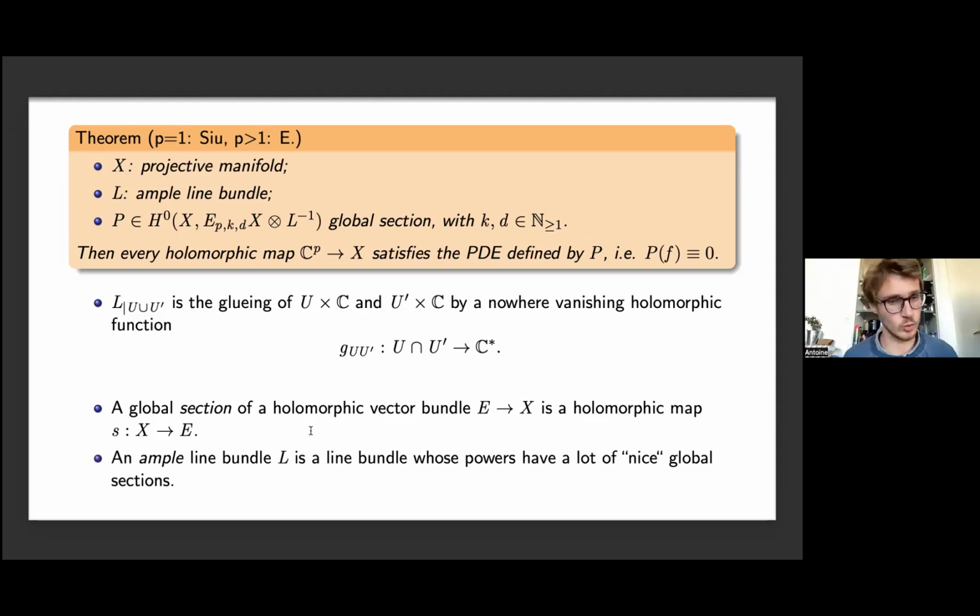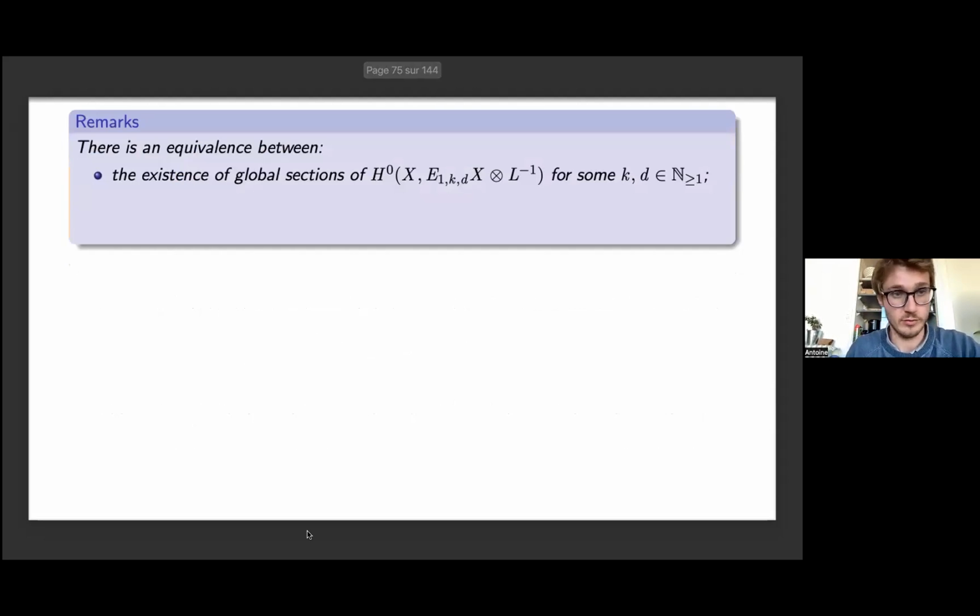And finally, by ample line bundle, we mean a line bundle whose powers have a lot of global sections. And by nice, we mean that they allow us to embed the projective manifold in a projective space. Okay, so this is for the first part of the strategy.